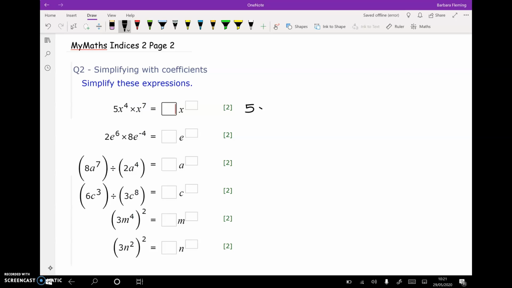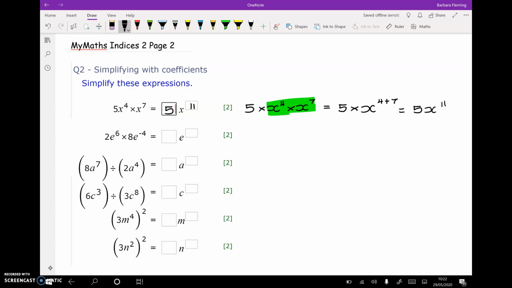This is the same as 5 times x to the power of 4 times x to the power of 7. Now, using your indices rules, you know you can bring these two terms together. So we will have 5 times x to the power of, and if you're multiplying your indices, you can add your powers, so 4 plus 7, which is 11. So that will give you 5x to the power of 11.